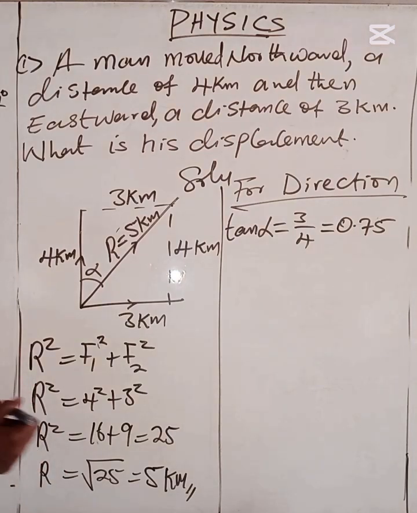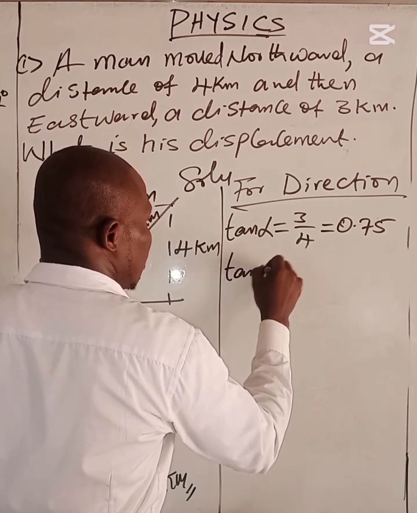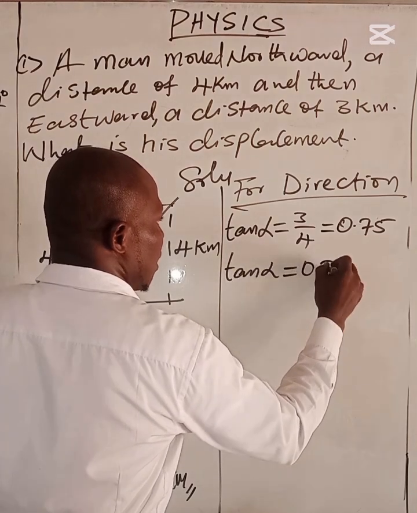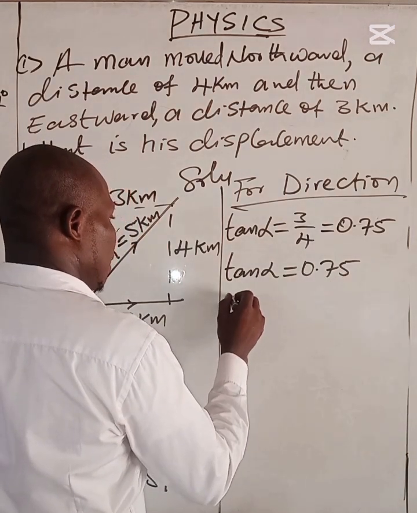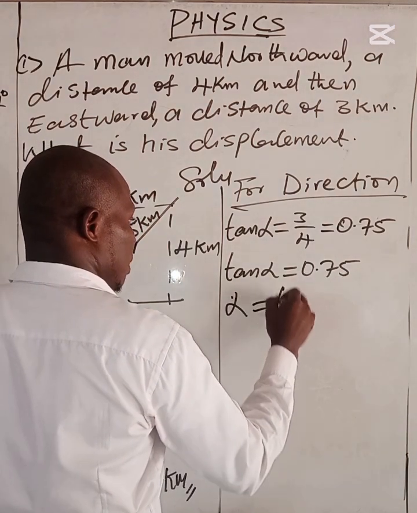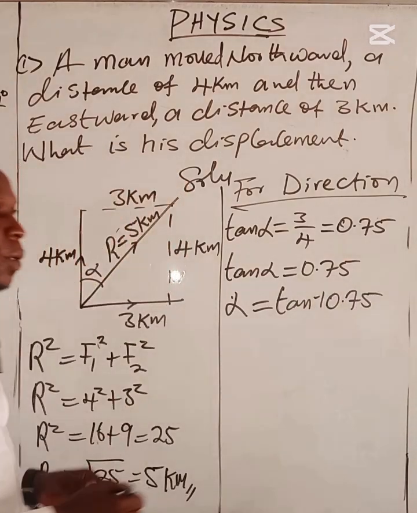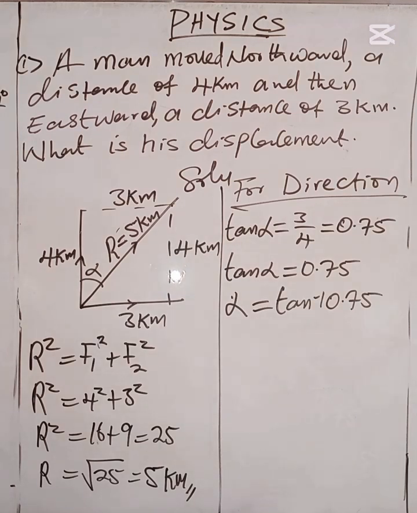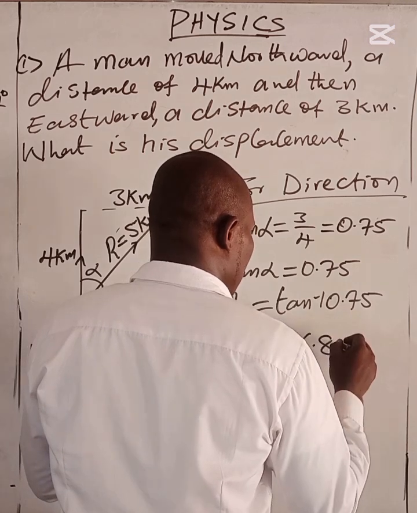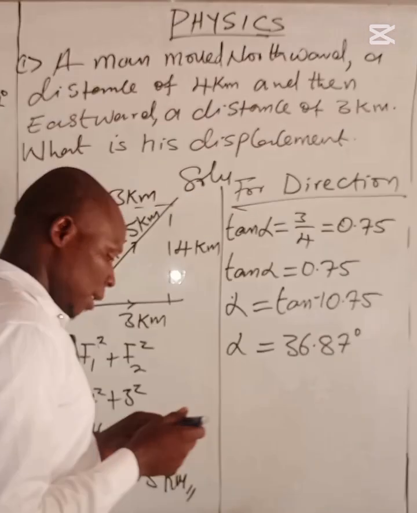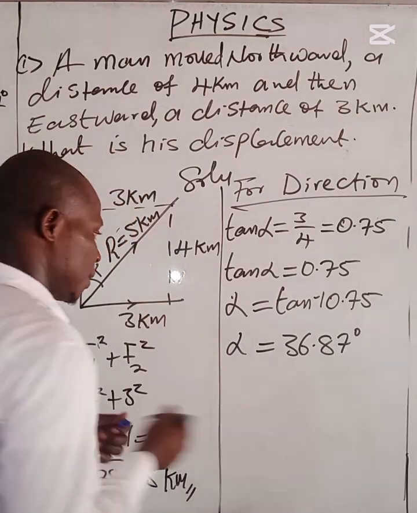0.75, okay? Now, I will now say tan alpha is equal to 0.75. Tan inverse of that, dividing both sides by tan, so that we are going to have alpha equal to tan inverse of 0.75. If you use your calculator and punch that, you are going to have 36.87. Alpha becomes 36.87 degrees. Now this is vector, so you don't just leave your answer like this. So you are going to put your answer in this form.